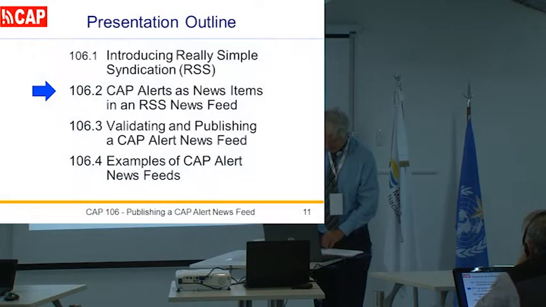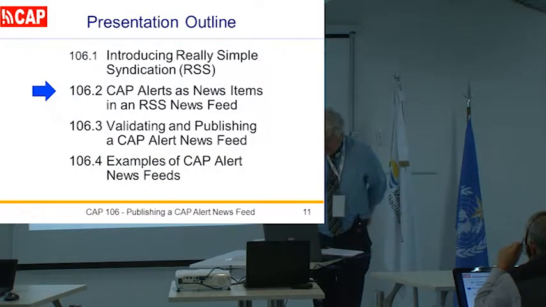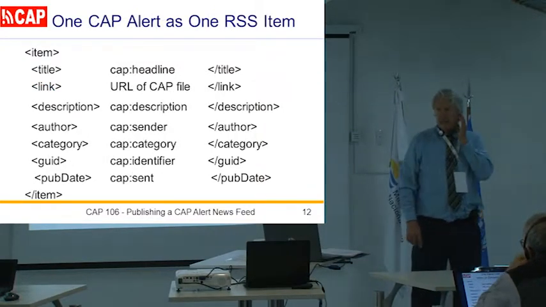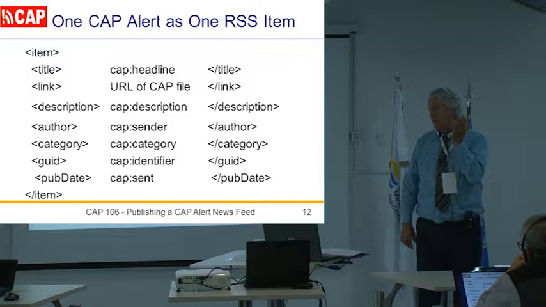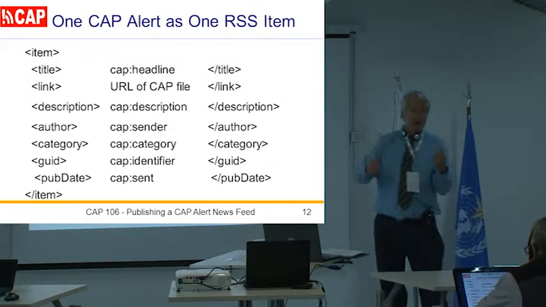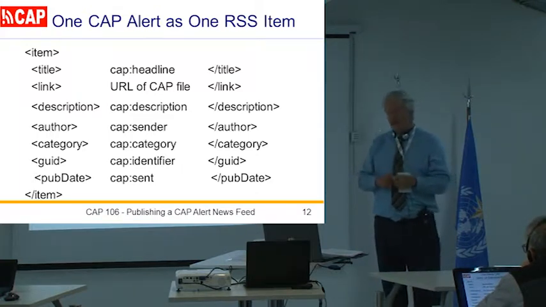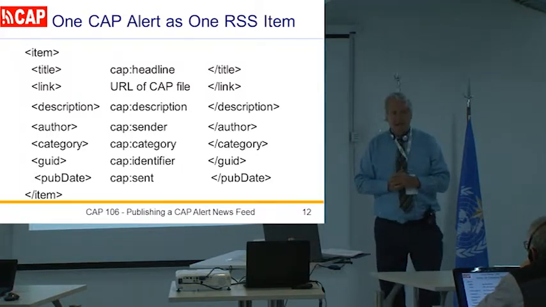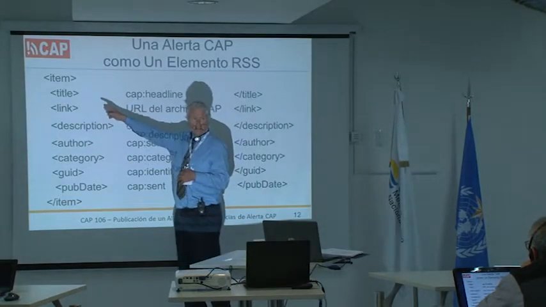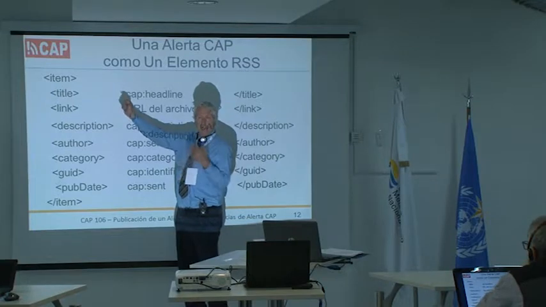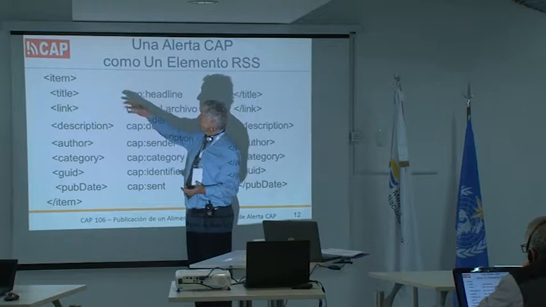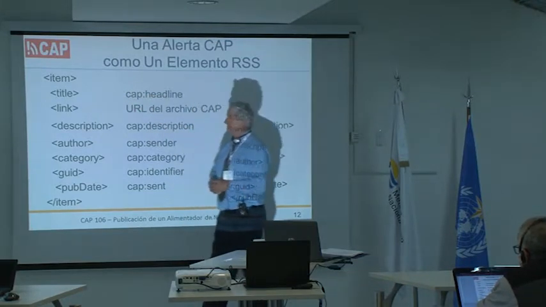Anyhow, now let's look at how you make an individual CAP news item, given that you've already created the CAP alert, right? In the last lesson, we said how to create a CAP alert. So now we've got it. We filled in some of the items. What do we do to make an item in the news feed? The item title, remember this is a news story. So what's the title of a news story? It's the headline. So the title of the item is the CAP headline.